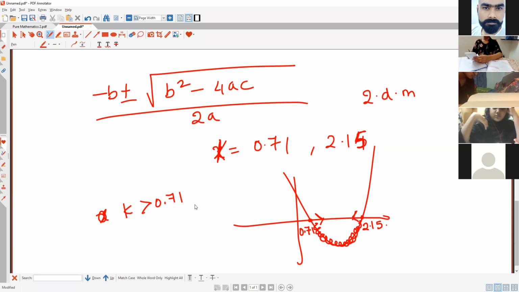And if you go less than 2.15. Everybody understood this?